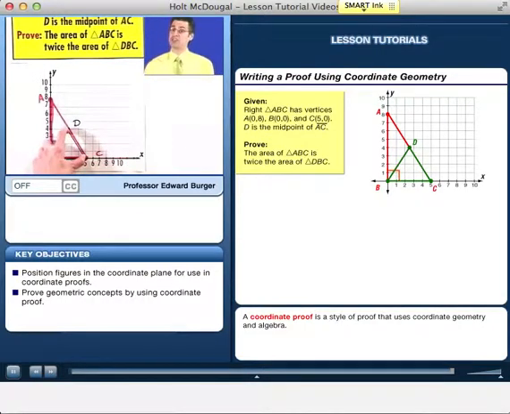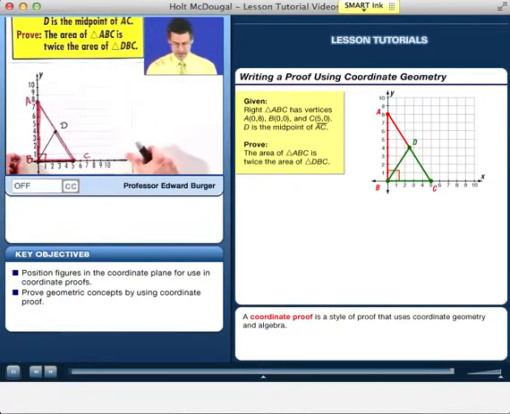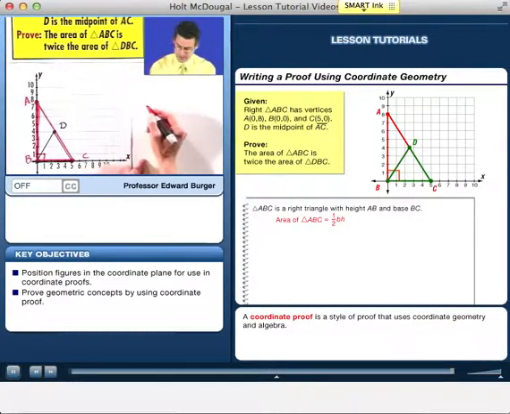Well, how are we going to prove that the area of this triangle is twice the area of this? What I'm going to do is compute the areas of each of them and see if numerically this statement is true. Finding the area of the red triangle is really easy because this triangle is a right triangle, so I know the formula is 1/2 base times height, and this is going to be really easy because of the way we're using our coordinate axes.